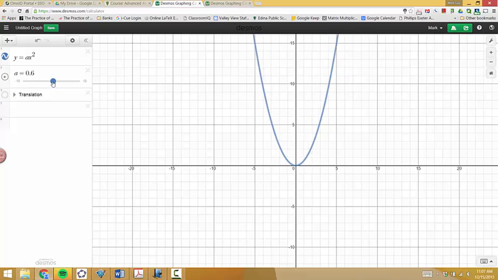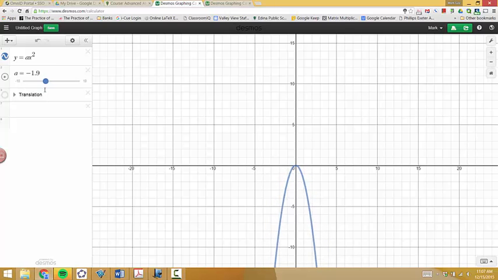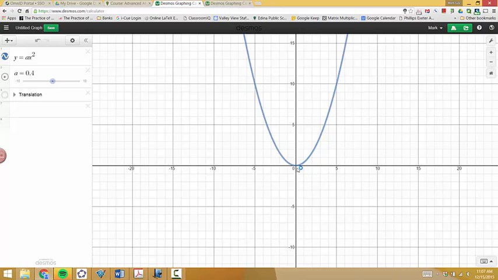Now I can move a around. You'll notice that it changes. As soon as it goes negative, it turns upside down. And when it's positive, it's right side up. So it opens up if it's positive, opens down if it's negative. Okay, so that's y equals ax squared. Notice how the vertex, the lowest point on the graph, or the highest point on the graph, in other words, where it changes direction, is at 0, 0. Okay, so y equals ax squared.